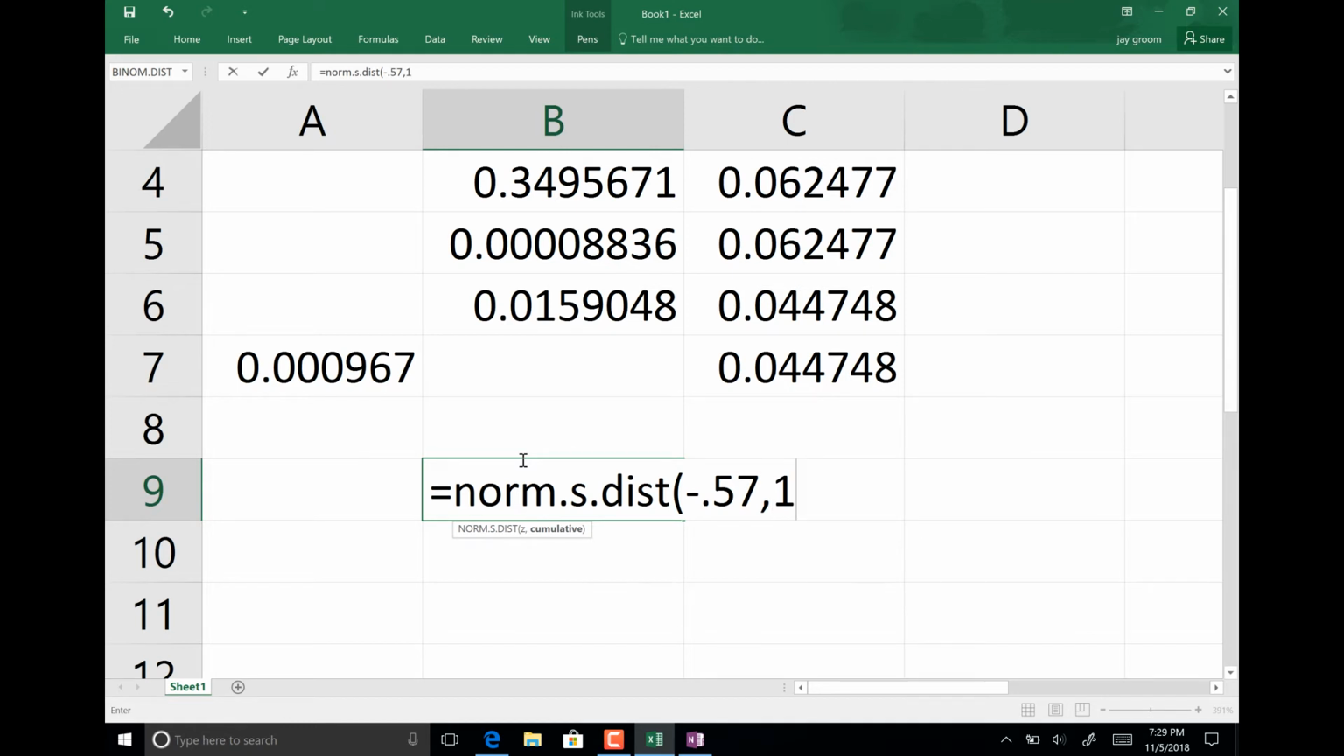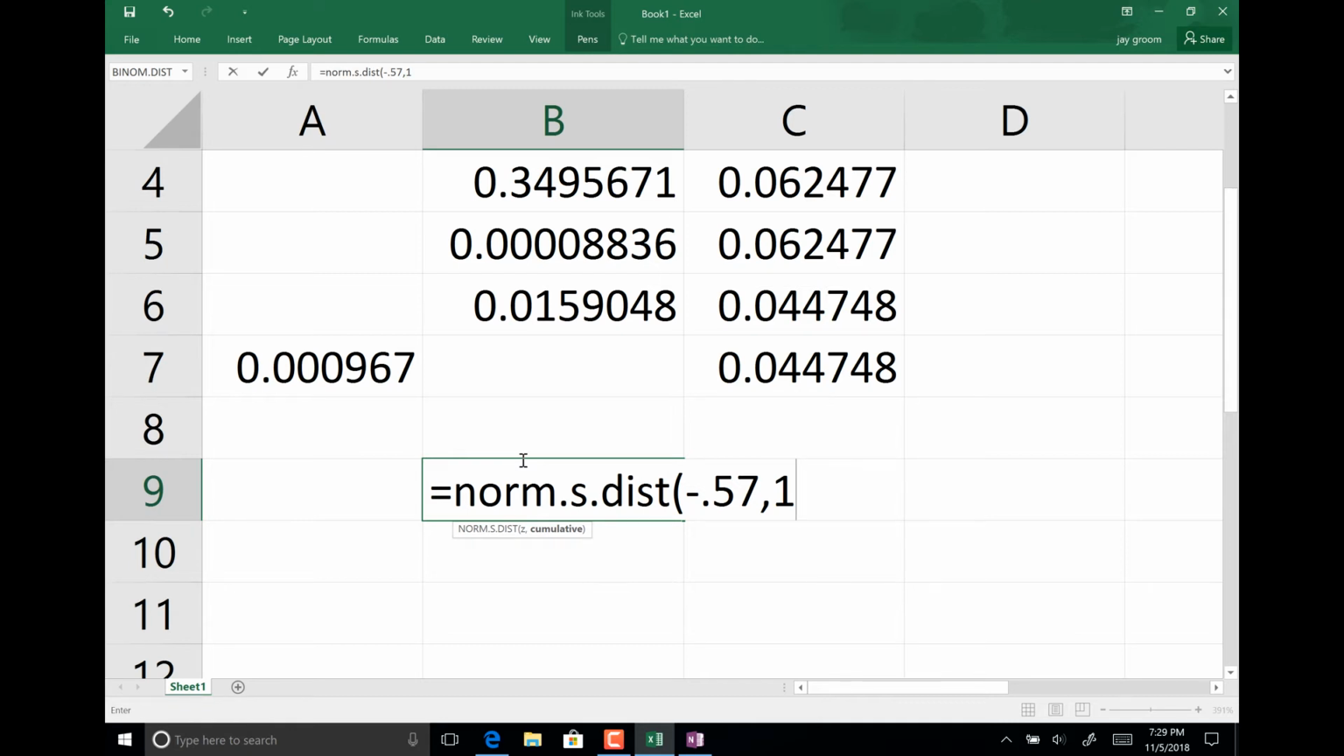Always comma 1. In fact, it irritates me that they ask me if I want it to be cumulative or not, because the probability of exactly 0.57 is a big fat goose egg. So why are you asking about it? I would like to find the person who programmed this and kick him in the backside.